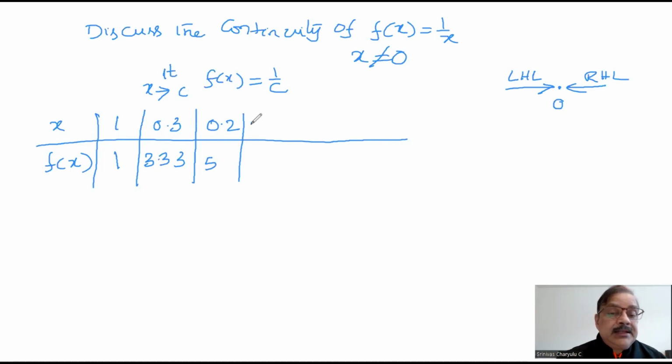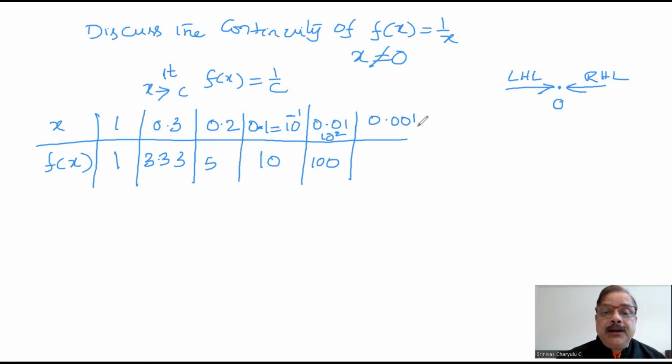You take, let us say, 0.1. 0.1 means 1 over 10, that is 10 to the power of minus 1. If you take 0.1, f of x will become 1 by 0.1. That means it will become 10. If you take 0.01, then this is called 100. This is also called 10 to the power of minus 2. You take 0.001. This will become 10 to the power of minus 3. So here it will become 1000.